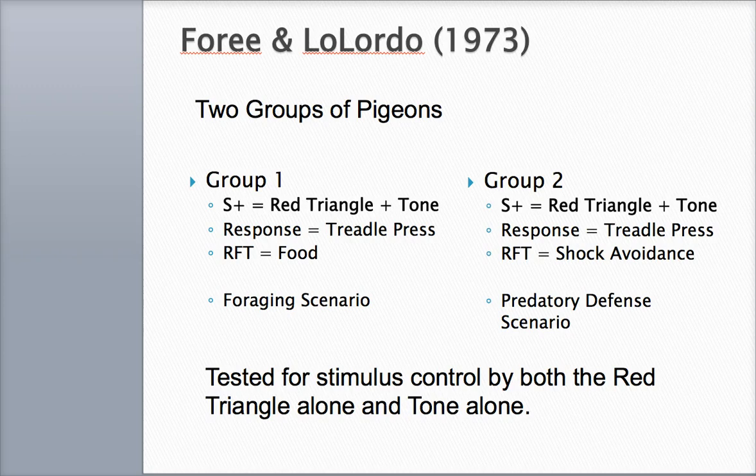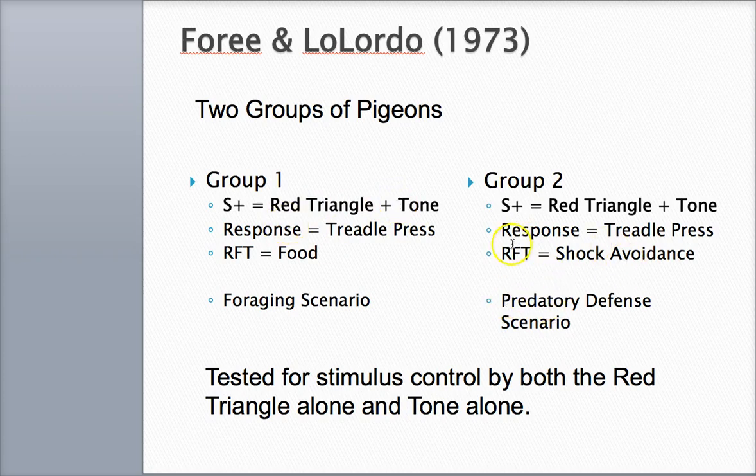So the treadle is like a little gas pedal that's on the floor of the chamber, and the pigeons have to step on it in order to earn food. So they walk over and they put their foot on it, and they earn food. Now, the reinforcer for group 1 is food, and this simulates a foraging scenario. Okay, so this is sort of like behavior systems. Here we have a foraging scenario. They're earning food in the presence of a red triangle and a tone when they press the treadle.